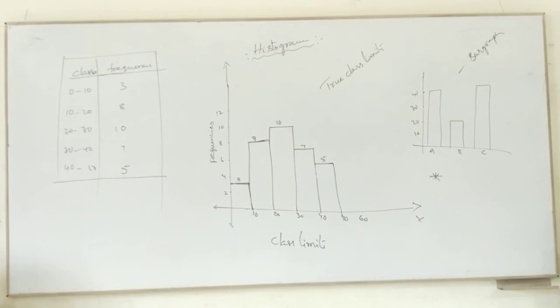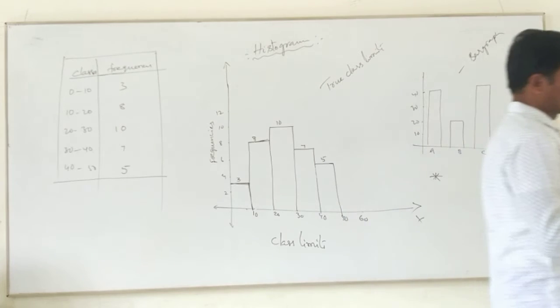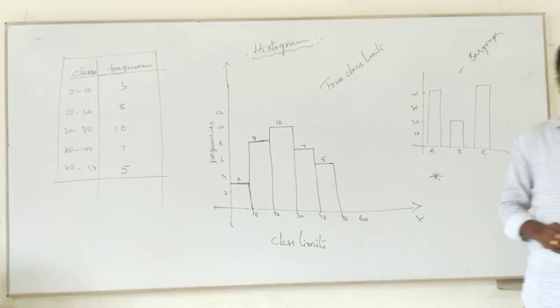Okay? In a histogram, the length of the bar is equal to the frequency of its class. That's it. Are you clear? Now, keep an example.